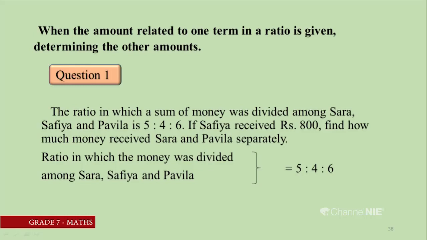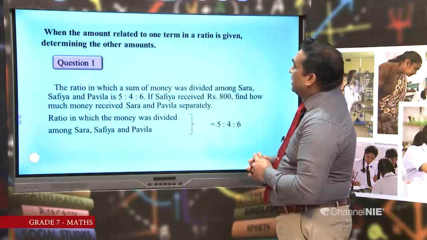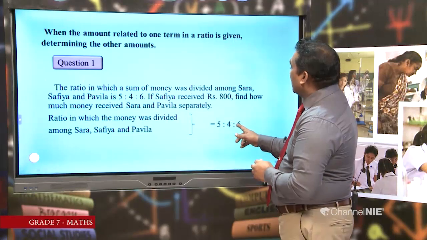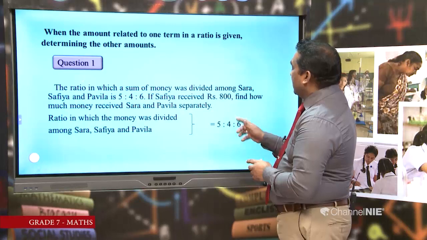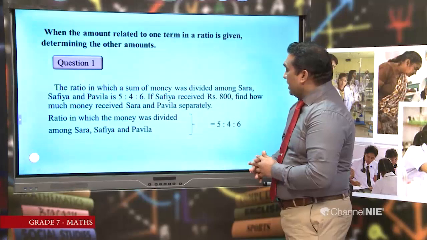Question number 1. The ratio in which a sum of money was divided among Sarah, Safia and Pavila is 5 to 4 to 6. If Safia received 800 rupees, find how much money Sarah and Pavila received separately. Here, the ratio in which the money was divided is 5 to 4 to 6. The total number of parts is 5 plus 4 plus 6, 15.